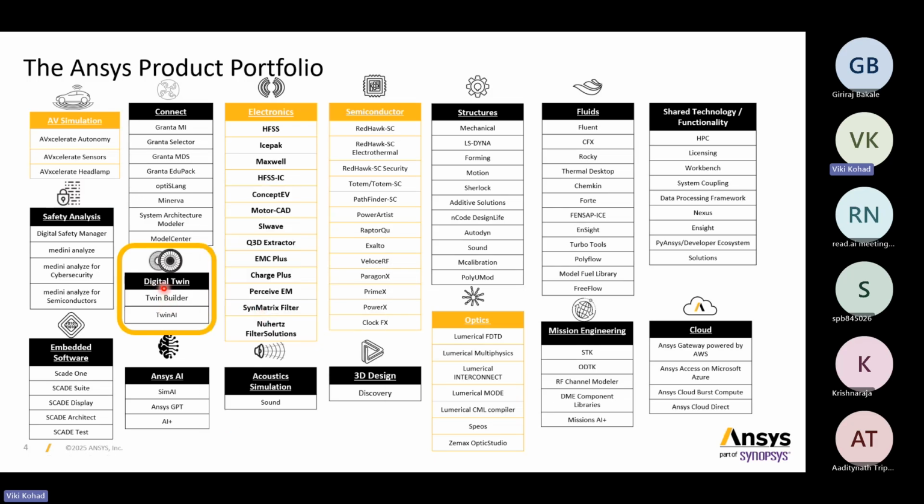For digital twin, it has two software: ANSYS Twin Builder and ANSYS Twin AI. For the digital twin technology we use both software to predict the future of any product, on the basis of past data we predict the future of that product.